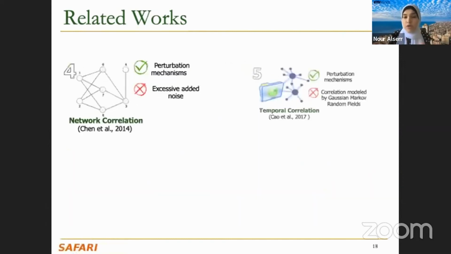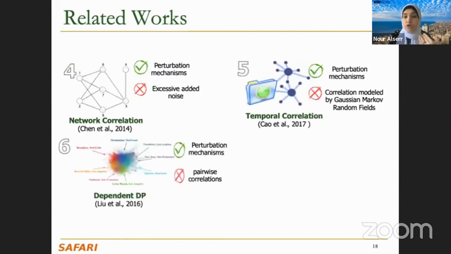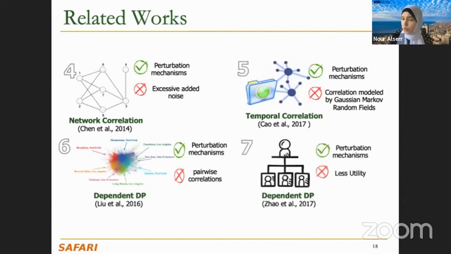Following them, we have other works which try to solve these problems and propose mitigation techniques to overcome the challenge or limitation of differential privacy. But again, some of them add more noise, and then we have less utility. Some of them, for example the Dependent DP framework, only consider the pairwise correlation, one-to-one. But in genomic data, we have joint correlation.